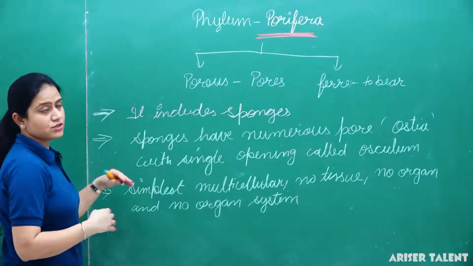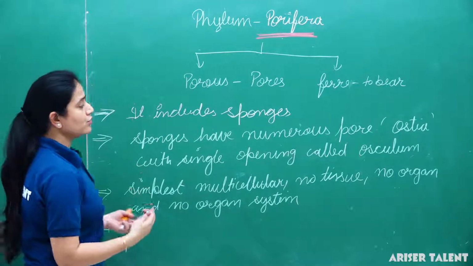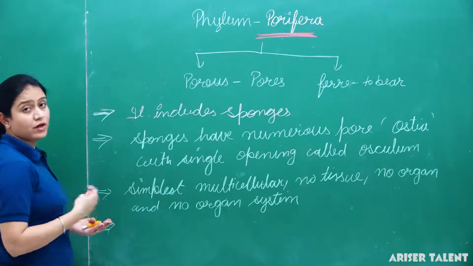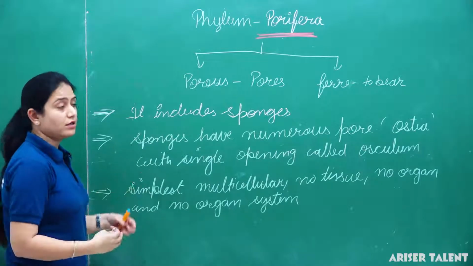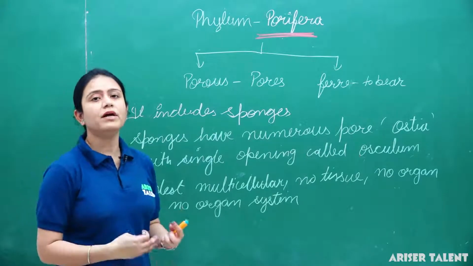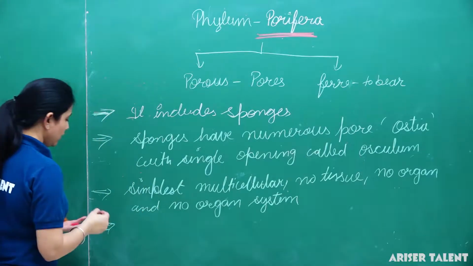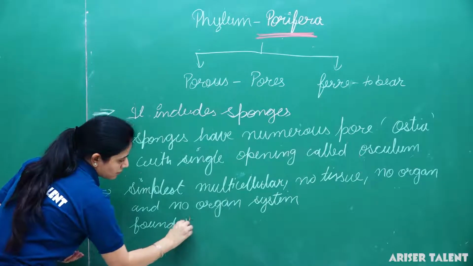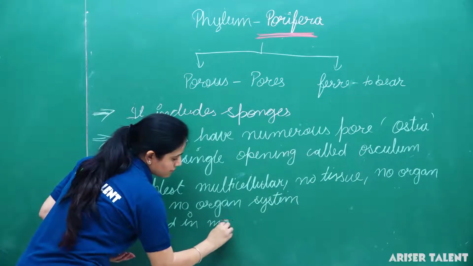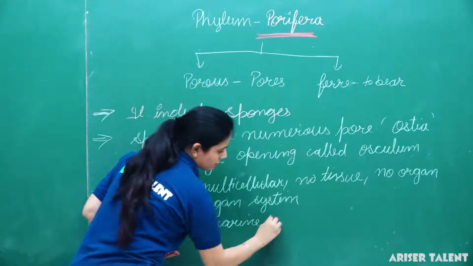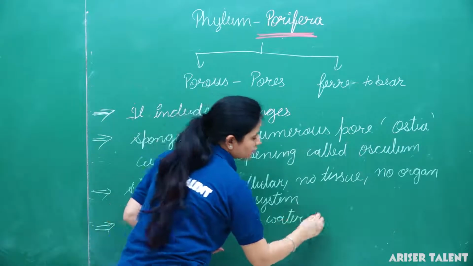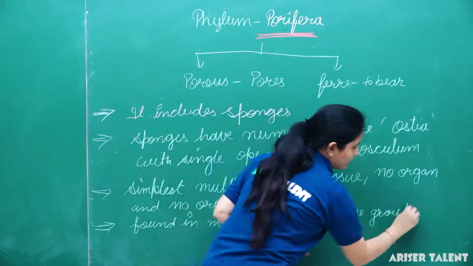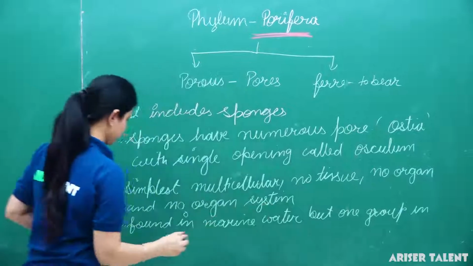Now, if we talk about the structure of sponges, I told you they have numerous pores called ostia. They are found in water. Generally, they are found in marine water, but one group is found in fresh water.